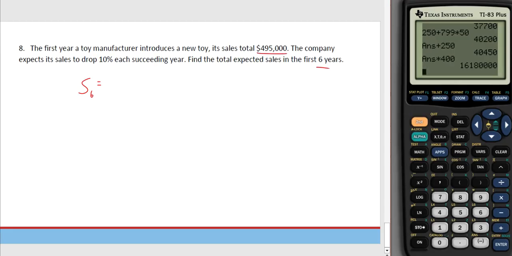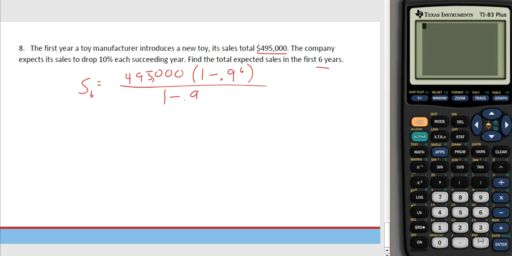My A1 value is going to be $495,000 times 1 minus my growth rate, which is really, since it's going to drop 10%, my growth rate is going to be 0.9, and then to the n power, all over 1 minus my growth rate. Right, so that one's a little different than what we have seen before in our reviews, but it is a real world type problem.